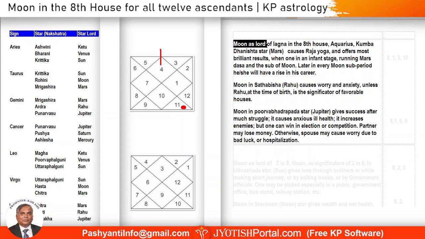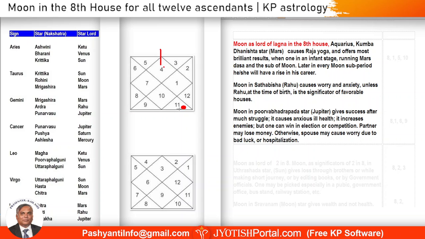So the first one, like I mentioned, is Moon as lord of Lagna in the 8th house. This is what we are going to discuss. Moon as lord of Lagna in the 8th house.